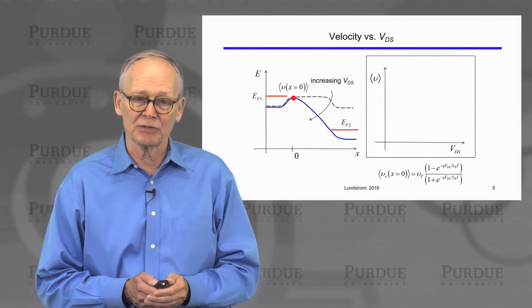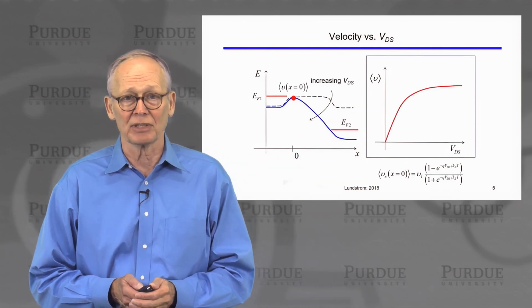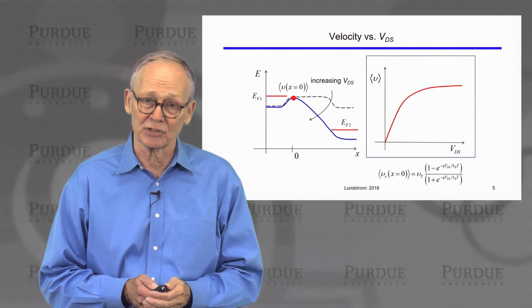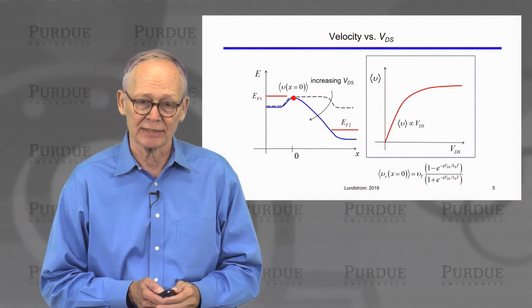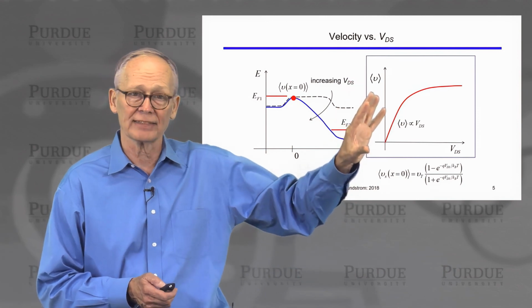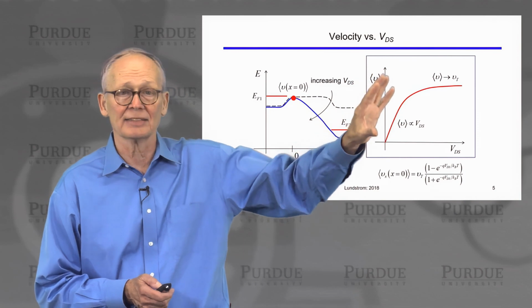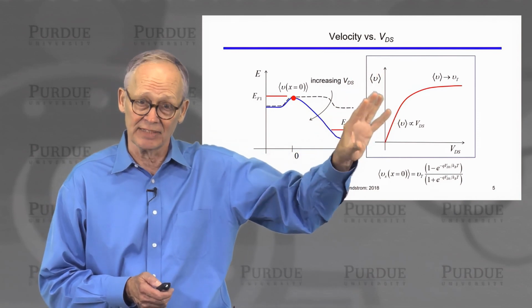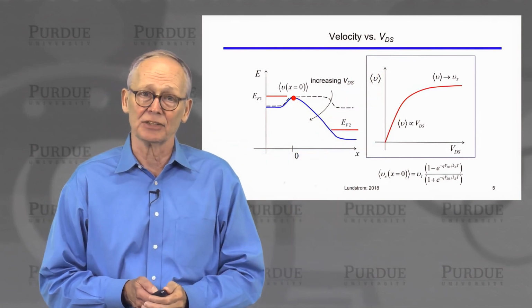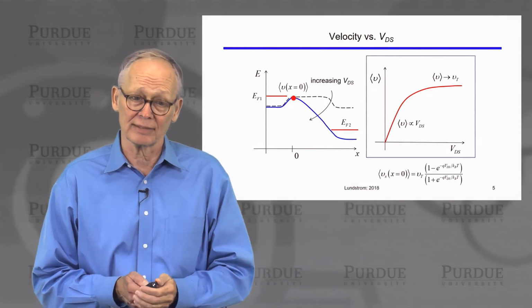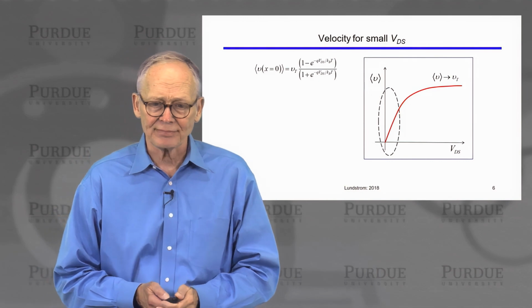So as we increase the drain to source voltage from a small value to a large value, the average velocity at the virtual source will increase at first linearly, and then it will saturate. So for small VDS, the average velocity is proportional to VDS. For large VDS, it becomes independent of VDS, and it saturates at the unidirectional thermal velocity. That's what this equation says. You just plot it, and that's what we get.